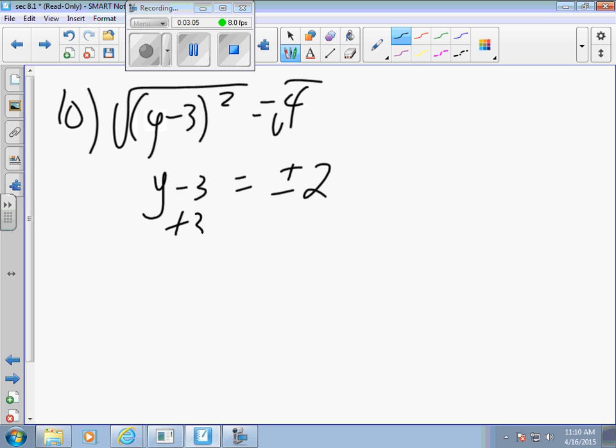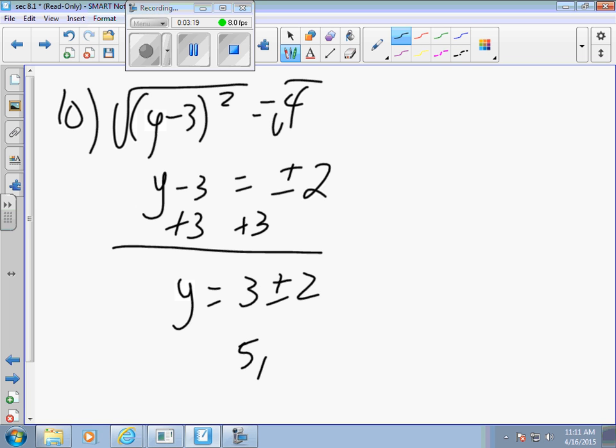Then I'm going to add 3 to both sides, add 3 to both sides. Because there's a plus or minus in front of it, we have to put the 3 in front of that plus or minus. We can't put it on the 2 because we wouldn't get the same answers. 3 plus 2 is 5, and 3 minus 2 is 1. Those are your two answers.